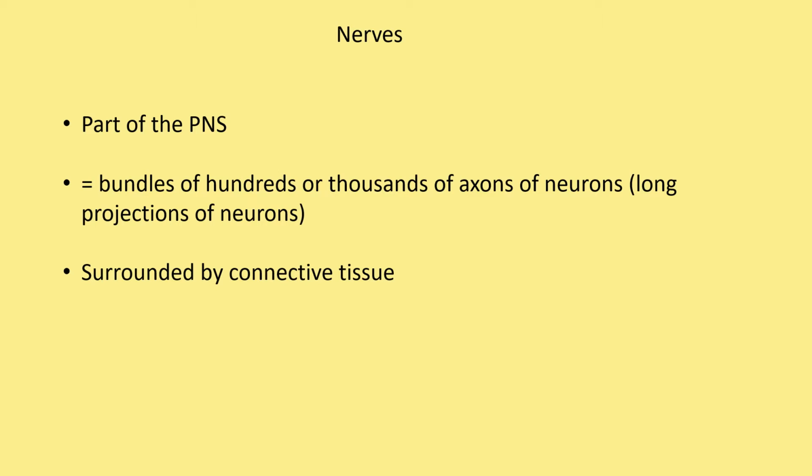Nerves. Nerves are part of the peripheral nervous system. They are bundles of axons traveling or coursing together. And nerves are bundles of axons that are surrounded by connective tissue.